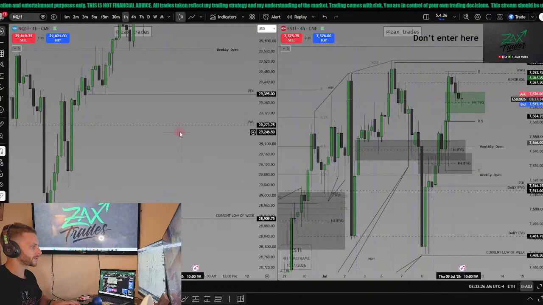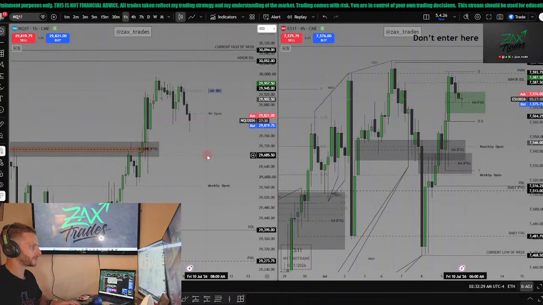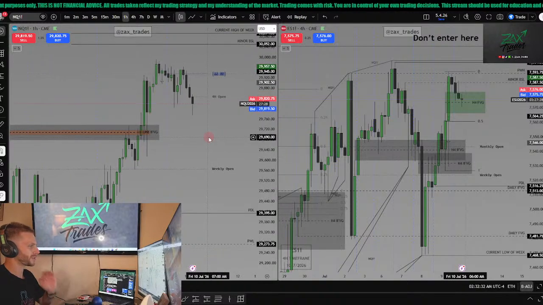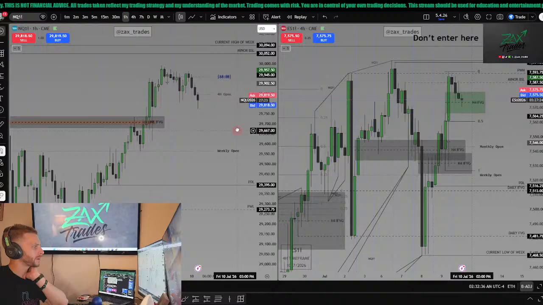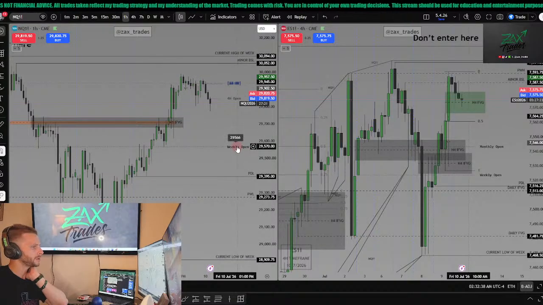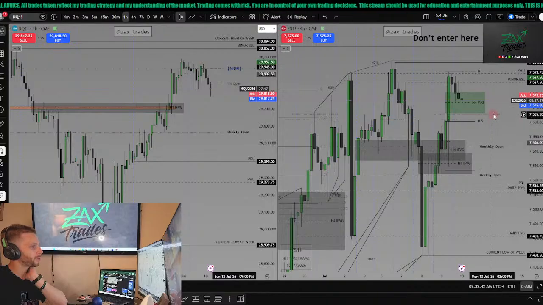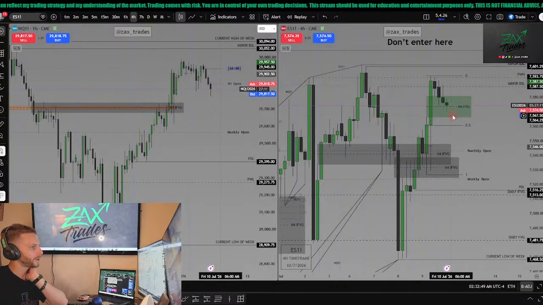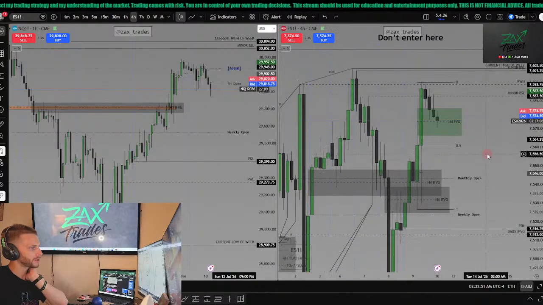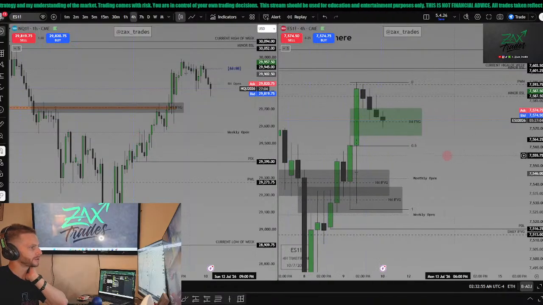Because it's so deep, if it goes that deep, then these draws on liquidity are becoming less and less likely to hit. So unfortunately, I don't really have what I would consider to be a very clean dealing range on NQ, and I don't really have a very clean point of interest on the high time frame like I like to have on NQ, but I do have it on ES. So let's look at ES here and dive into it.